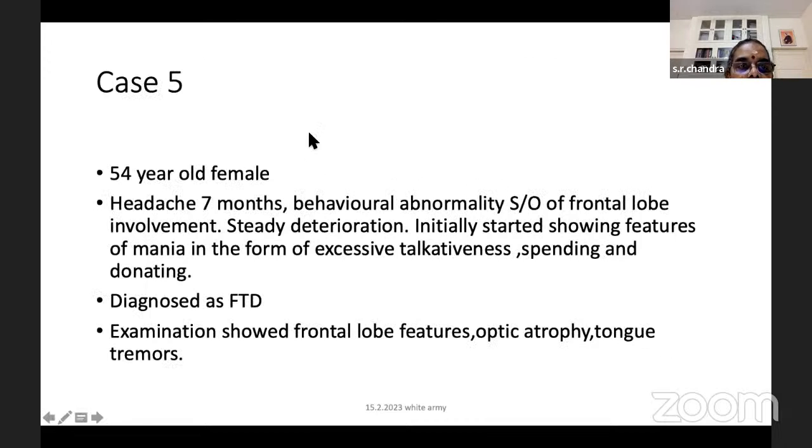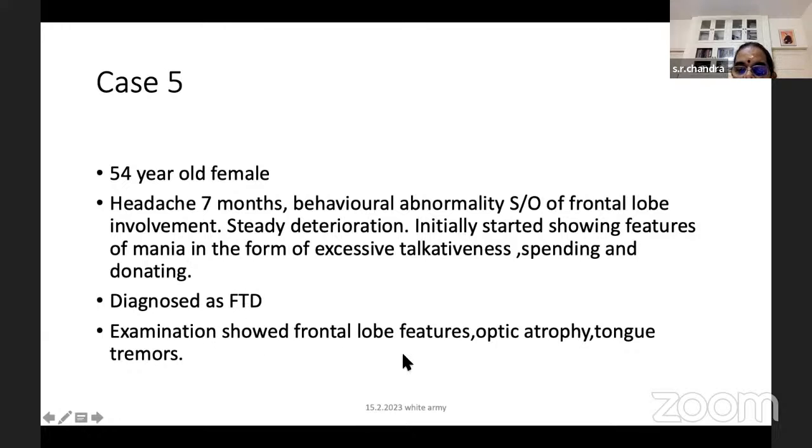Next is a 54-year-old female patient. She had headache of 7 months duration and behavioral abnormality with frontal lobe features, steady deterioration, and initially started as mania, then excessive talkativeness, spending, donating, punting behavior, and clinically it looked like a rapidly progressive frontotemporal dementia. But the odd feature is the headache. Frontotemporal dementia can do all this, but it does not produce headache. So this person was referred from another area as FTD, frontotemporal dementia.